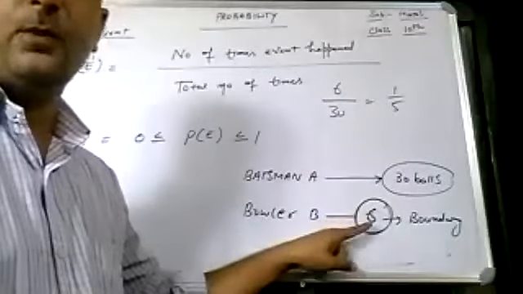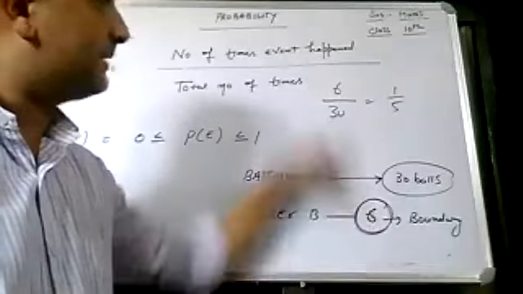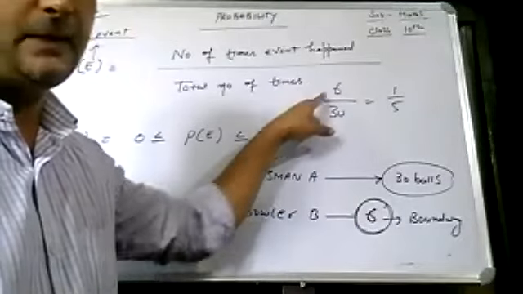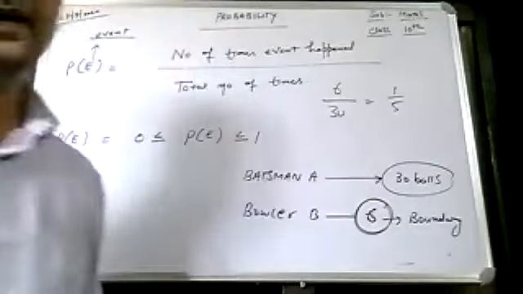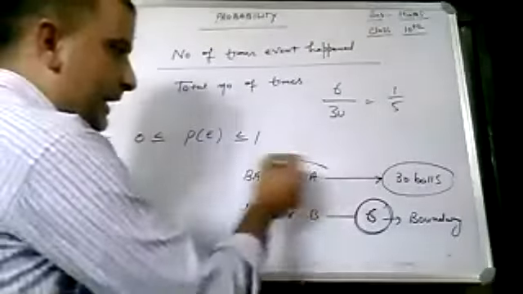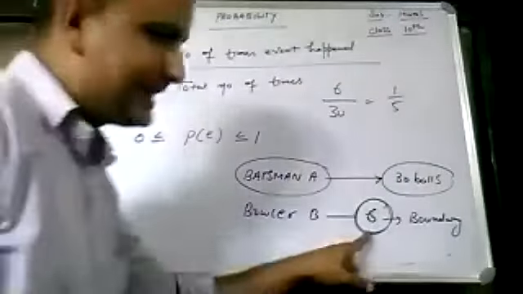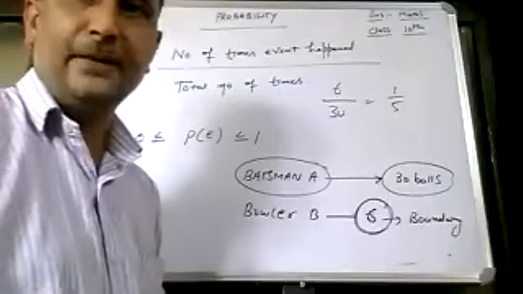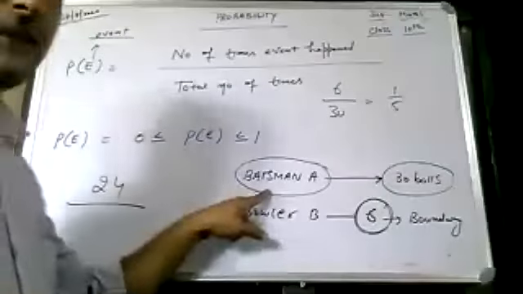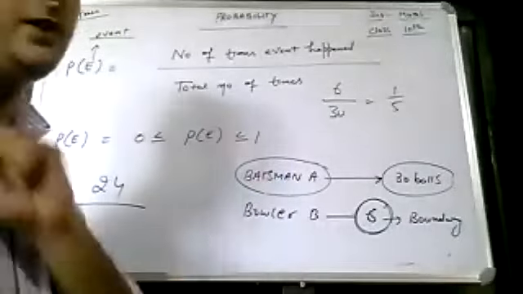he hit the boundary 6 times. So what is the probability of hitting the boundary? 6 times divided by 30, 6 by 30, that is 1 by 5. Clear class? Now class, same question, if I ask you what is the probability that the batsman A will not hit the boundary? So 6 times he hit the boundary, which means 24 times he missed the boundary.